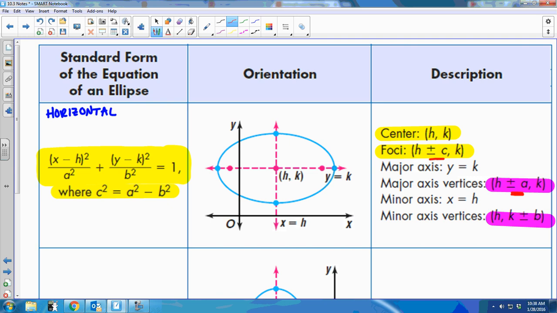All right, and then the minor axis vertices are the opposite. You're changing the y coordinate. So you're adding to the k instead of h. Okay? Everyone have the stuff written down for horizontal one? Yeah? Okay.